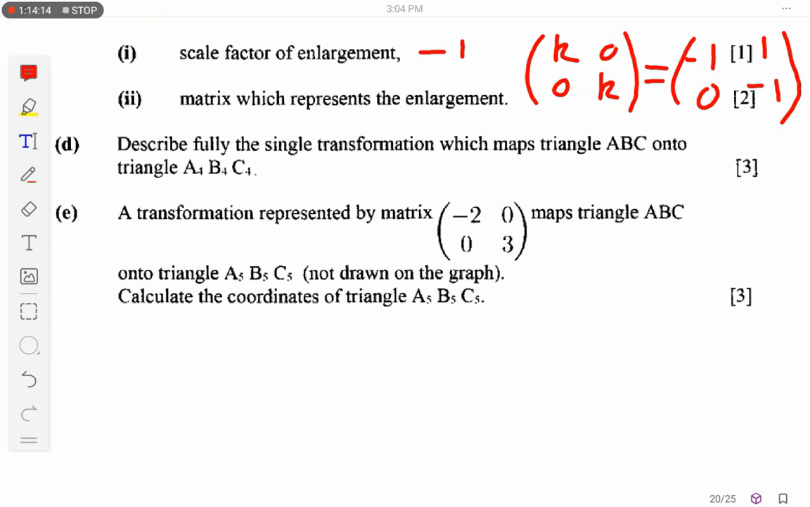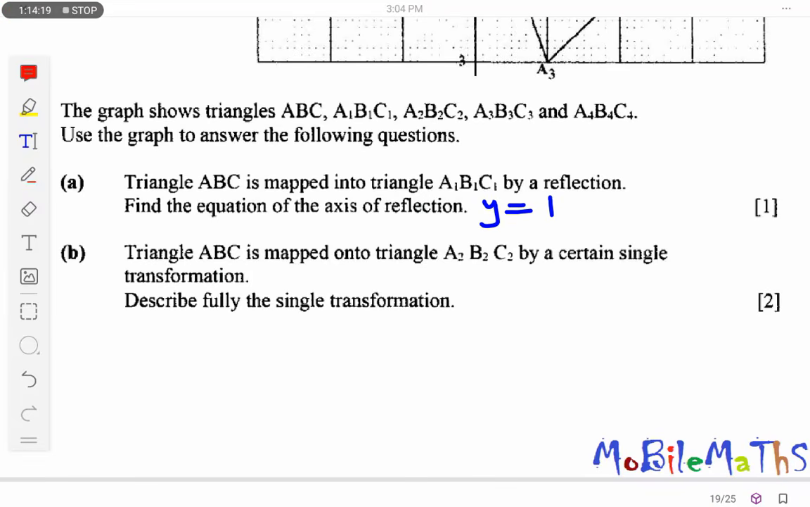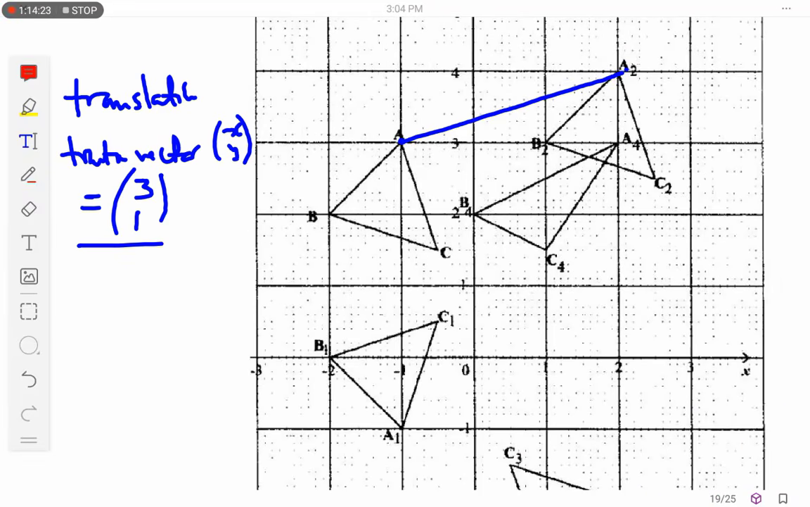Describe fully the single transformation which maps triangle ABC to A4. Okay, so let's go to A4. Where is our A to A4? Okay, fine. So I'm just taking A to A, B to B, C to C.